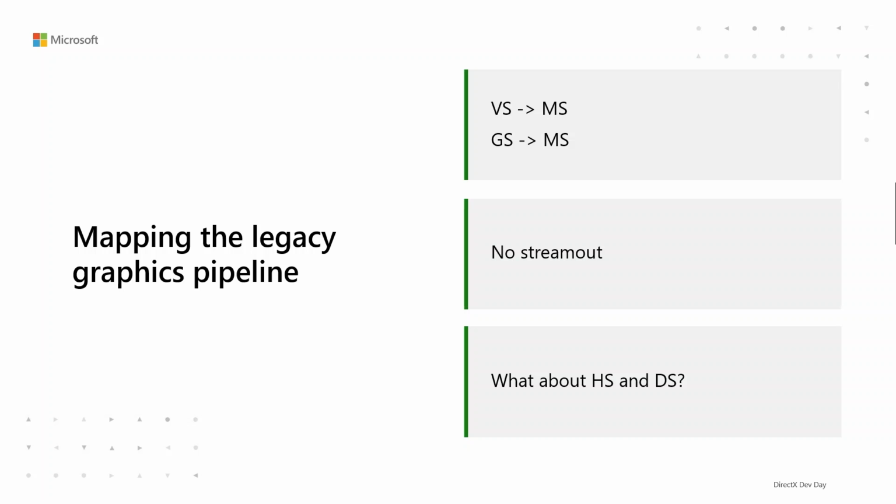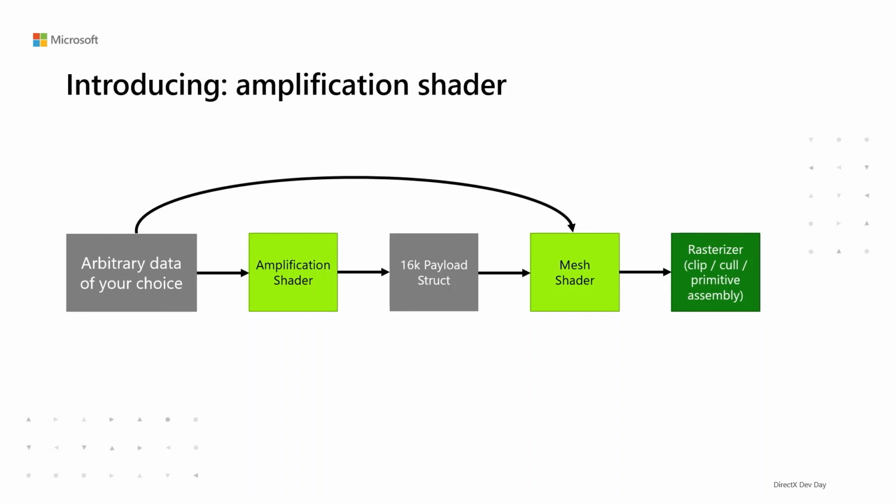So they need to start with a small number of threads and then expand into a much, much larger number of threads. So to replace that capability, we have a new optional shader stage that goes along with Mesh Shader called Amplification Shader. You can use a Mesh Shader on its own, or you can use an Amplification Shader plus a Mesh Shader. Amplification Shader is similar to Mesh Shader.